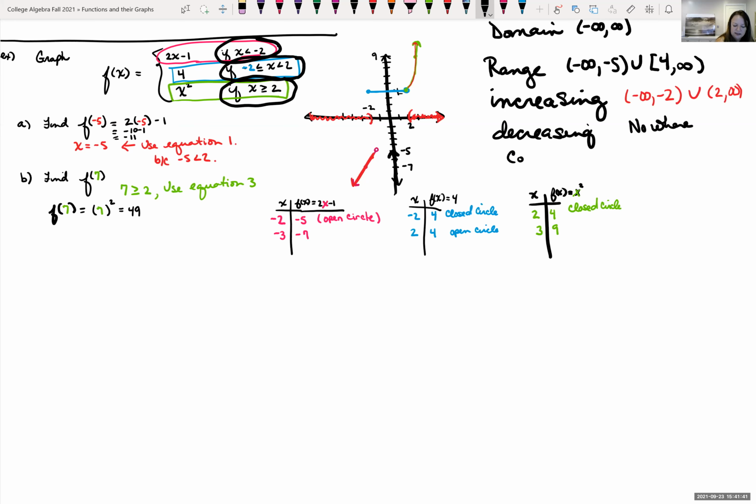And then constant. So which pieces of the graph are horizontal? Well, I see we have a horizontal piece. Because it's a solid circle and we're starting there, I'm going to say including -2. But I'm stopping, it's changing direction. I'm stopping at +2 with the parentheses.